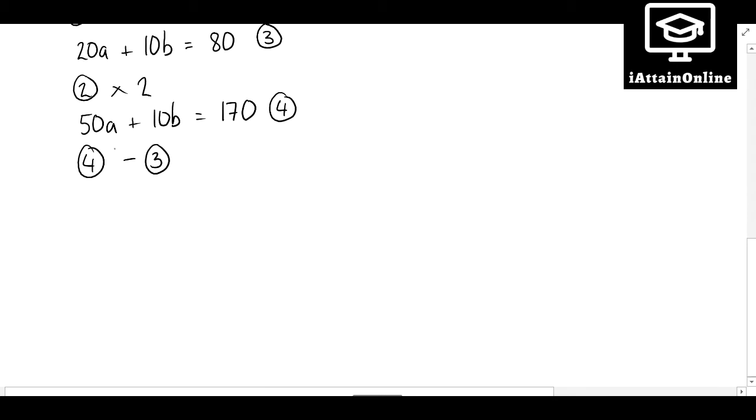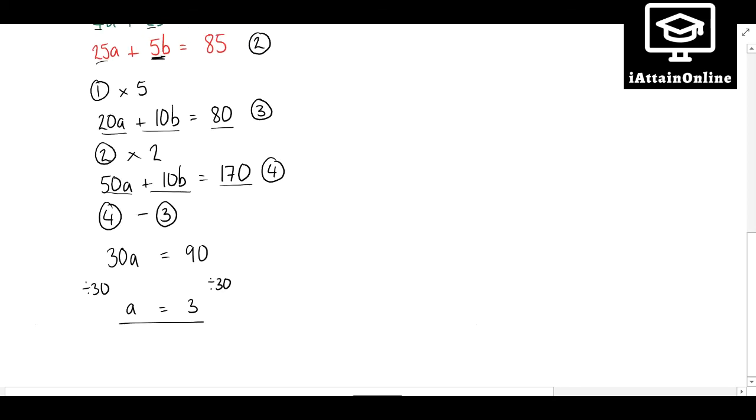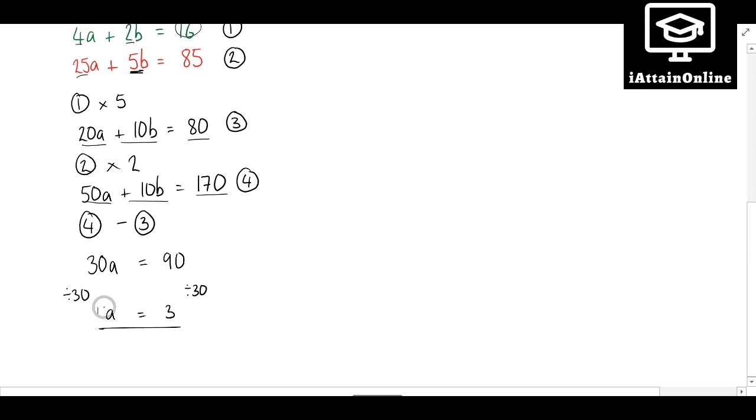So equation 4, take away equation 3. 50a, take away 20a, gives you 30a. 10b, take away 10b gives you nothing. And 170, take away 80 is going to give you 90. So now that we know that 30 lots of a are 90, therefore a has to be 3. Okay, that's the first bit. We found out what a is.